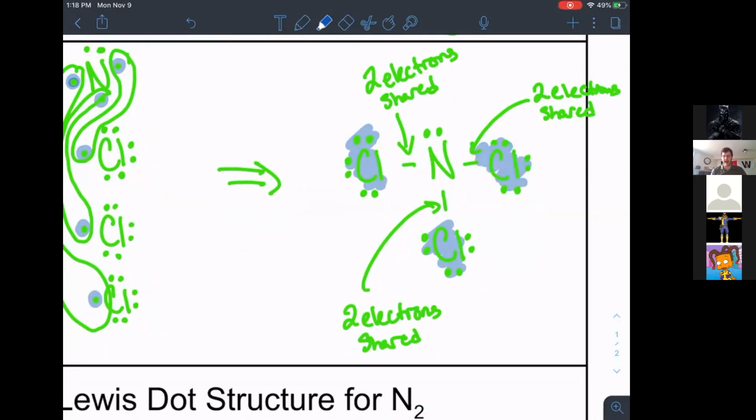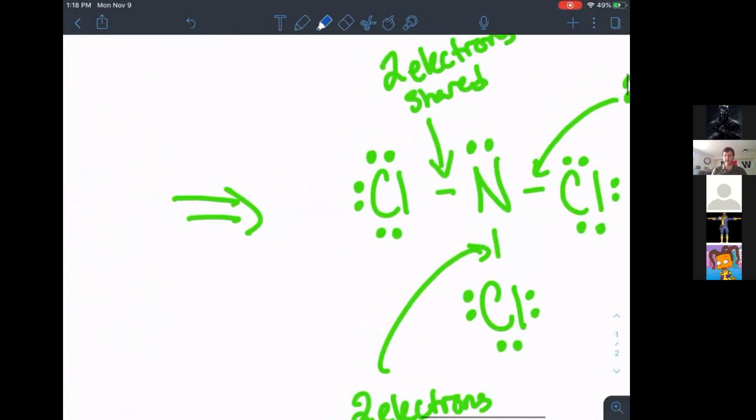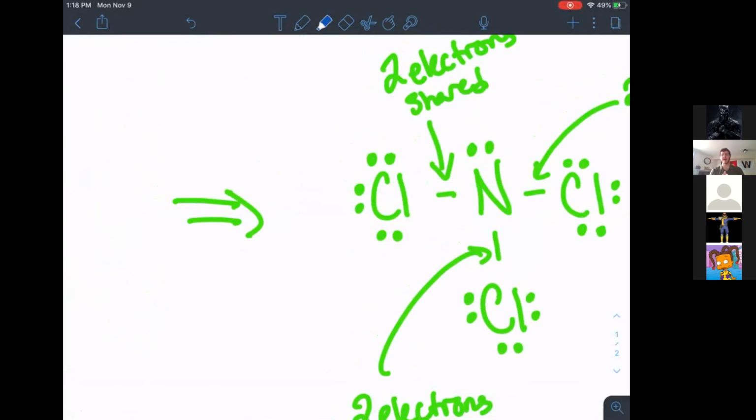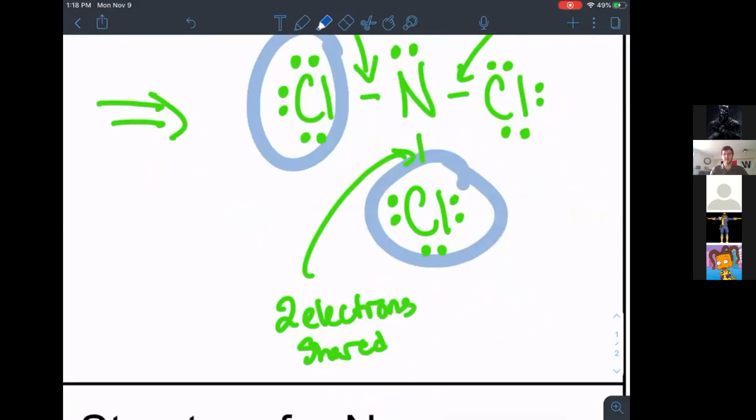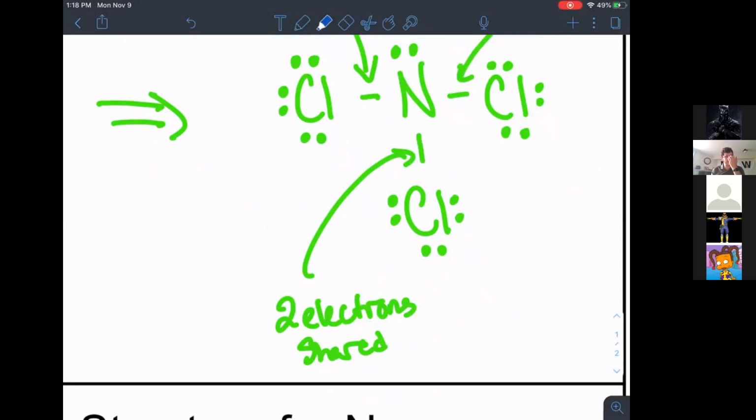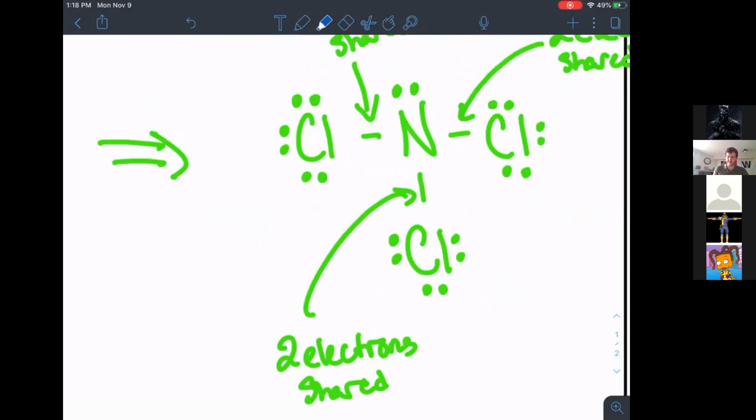And then we just need to count to make sure we have the correct number of valence electrons, either on or shared between that element. So if we look at this chlorine right here, how many valence electrons does it have, including its 2 that it's sharing? 8. What about this chlorine? 8. And this chlorine? 8. So they all have the right amount of valence electrons. Yep, and we have to check nitrogen. So let's check nitrogen. How many does that one have?